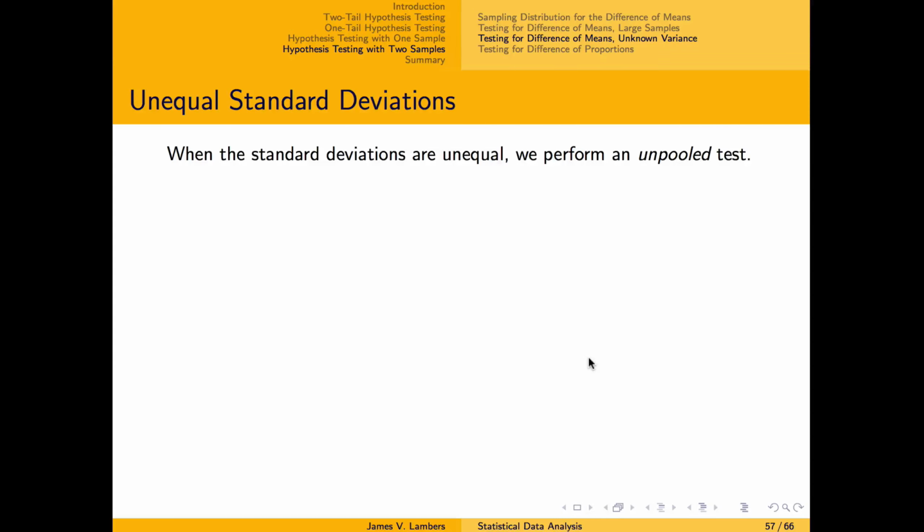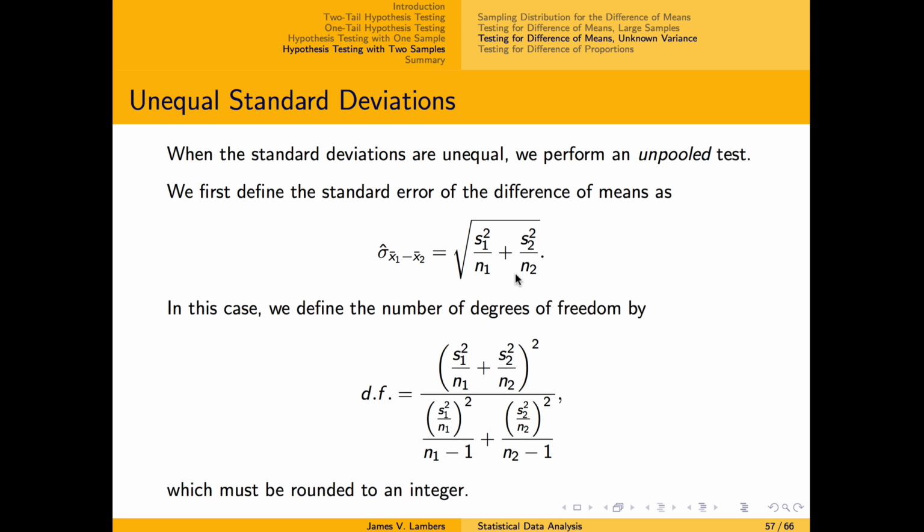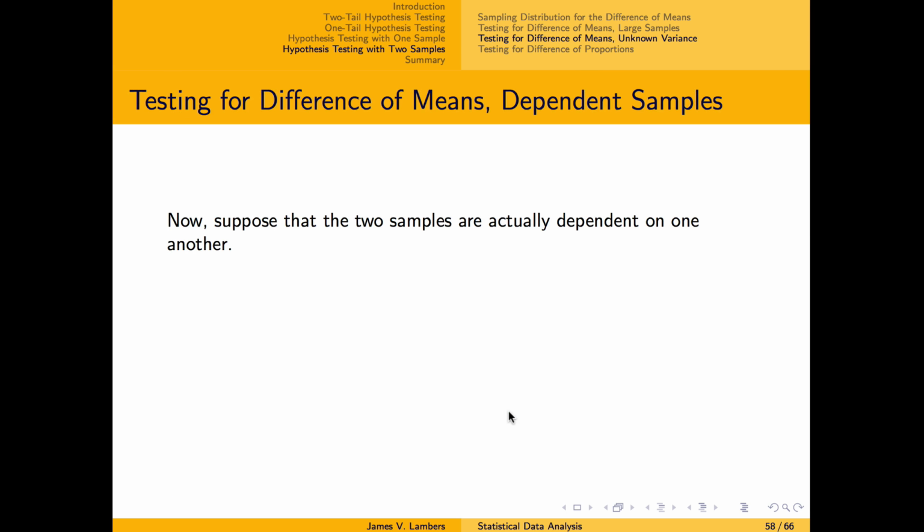What if the unknown standard deviations are assumed to be unequal? Then we modify our process slightly, using this formula for the standard error. Also, for obtaining our t-distribution value against which to compare the test statistic, we use this value for the degrees of freedom.